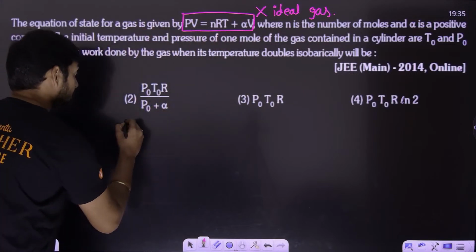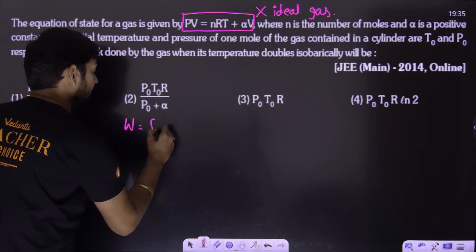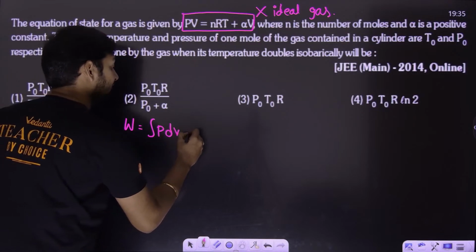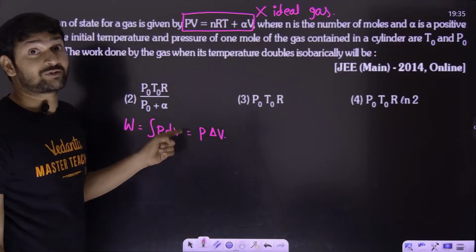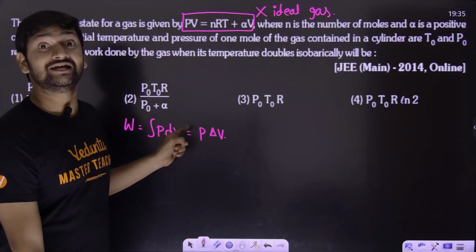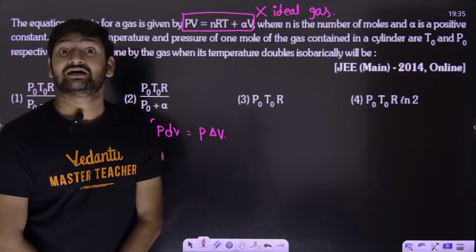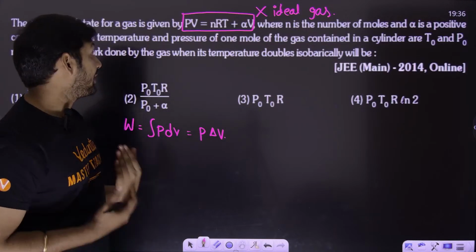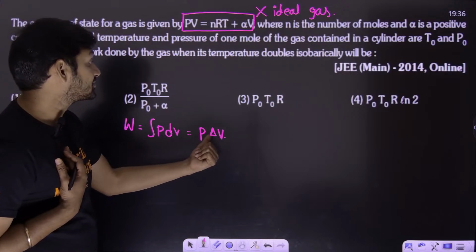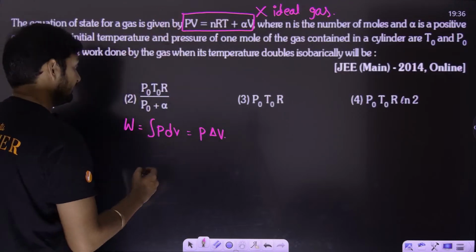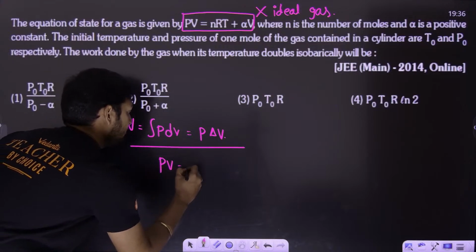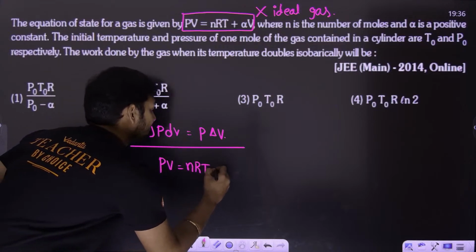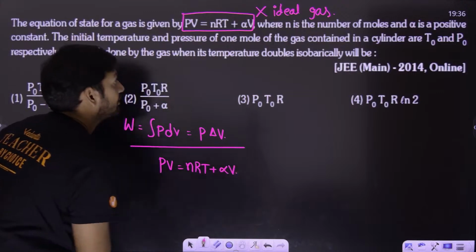But when I talk about work done by gas, it is always this. And if it is an isobaric process, it is always this. Because pressure is constant, you can take it out. Integral dV is going to leave you delta V, which is change in volume. So my aim is to calculate this change in volume. And do we have a relation? Yes, we have a relation. PV is nRT plus alpha V.